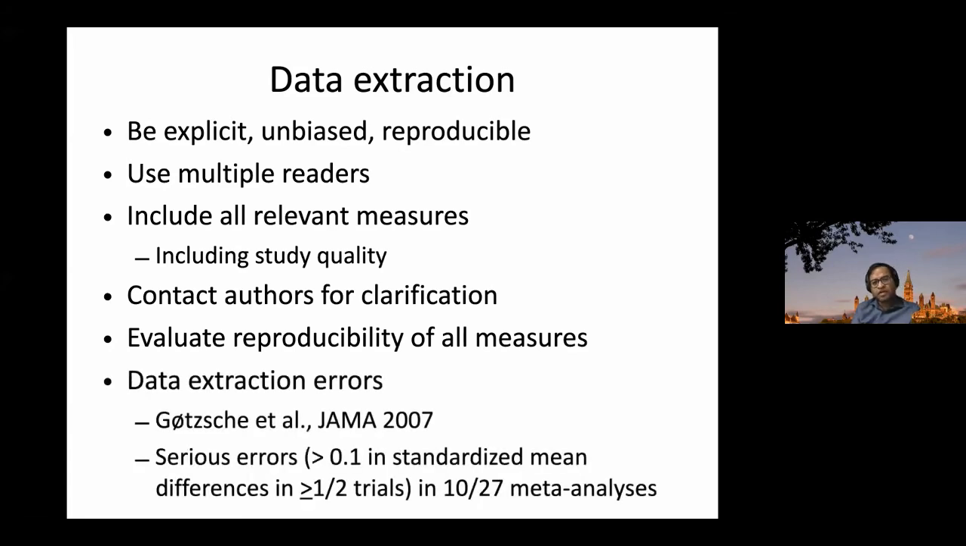And it's very, very common. So data extraction errors are very common among systematic reviews. This is from Peter Gøtzsche, which showed that 10 out of 27 analyses had serious errors.